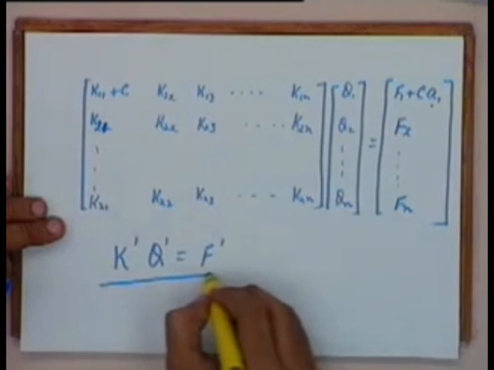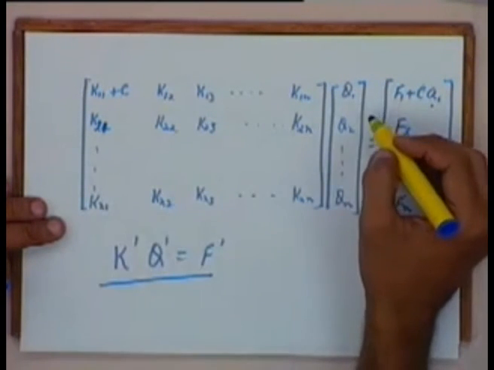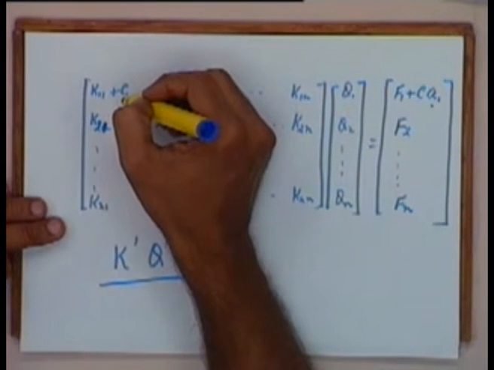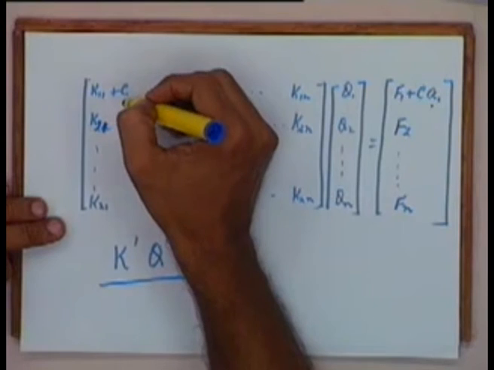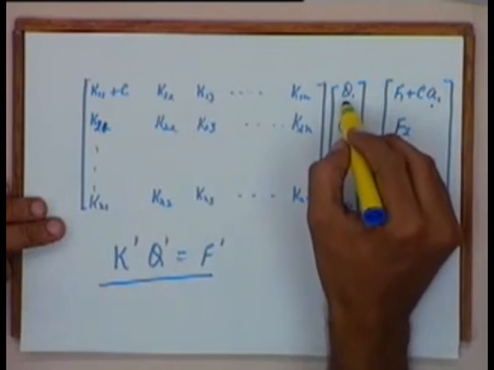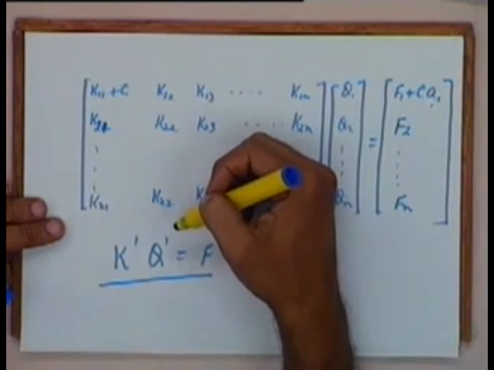So this is the system of equations that we will have, and in this system of equations, if I take C to be very large, I will finally approach the case where Q1 will be equal to A1. We can see that mathematically also.